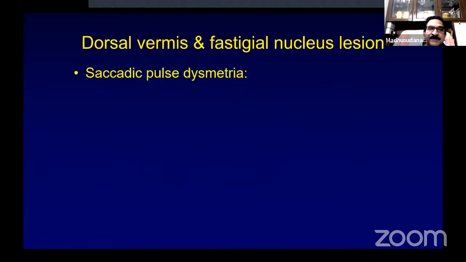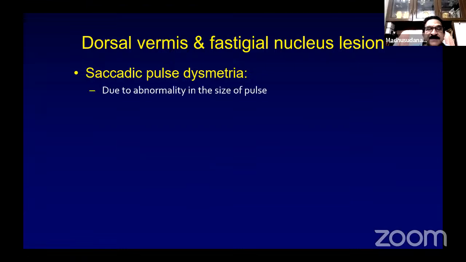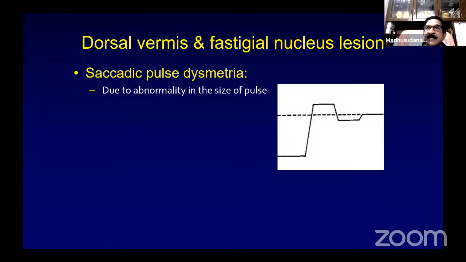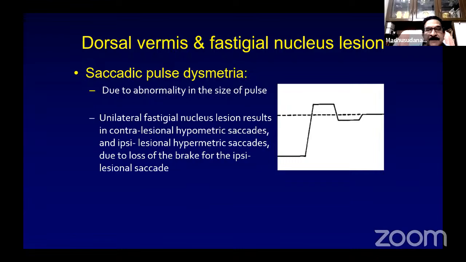Now I'll show 2-3 videos of saccadic pulse dysmetria due to the abnormality of the size of the pulse. I already told you this is the FOR region. It can overshoot like that and come back. This is a dysmetric saccade. So a unilateral vestibular nucleus lesion results in contralateral hypometric saccades, the reason I told before, and ipsilateral hypermetric saccades due to loss of brake for the ipsilateral saccades.